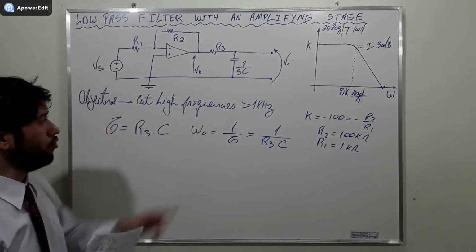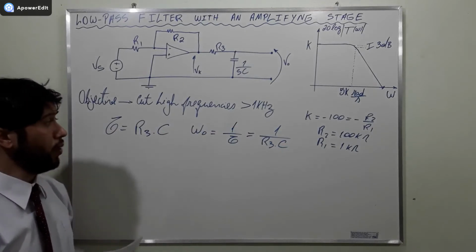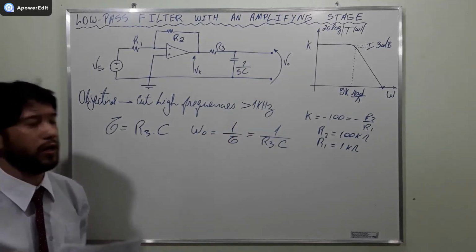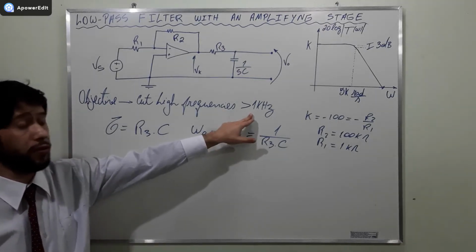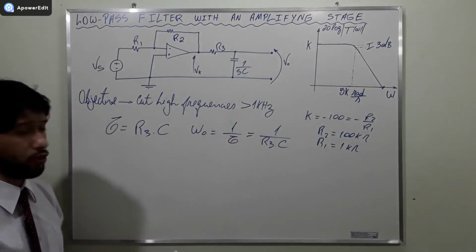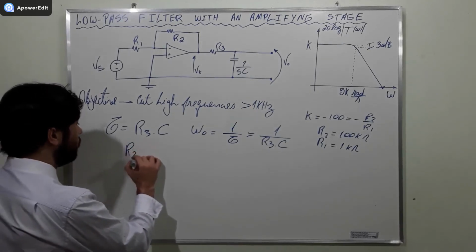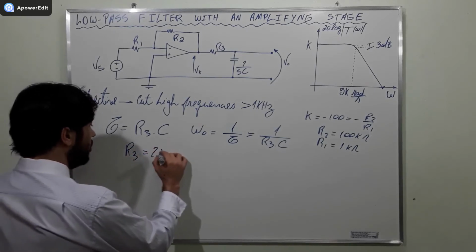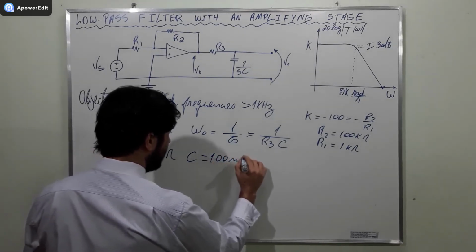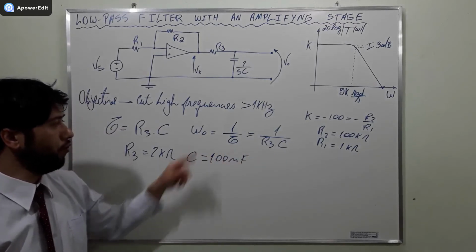What we wish is to cut frequencies above 1 kilohertz. We are not going to be specific about this. We are going to be around 1 kilohertz, and we are going to find a frequency that is not 1 kilohertz but is close to it. We are going to freely select the values of the resistor and the capacitor. R3 we are going to choose to be 2 kilo ohms, and the capacitor is going to be 100 nanofarad. If we put these values here, we are going to discover this.